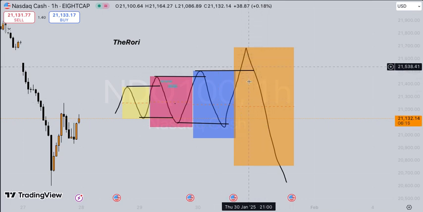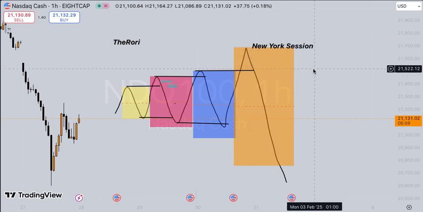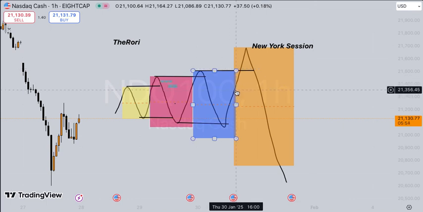Let's say we want to trade New York session. This is our New York session, right? Let's mark it as our New York session, right? Who's showing you this? One of the best, right? So New York session started right here, right? When it starts right there, you mark out the high of London and the low of London.